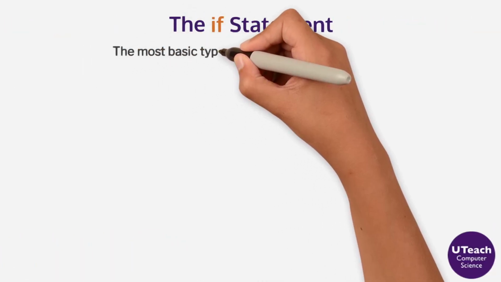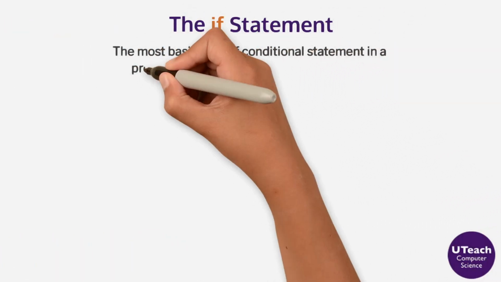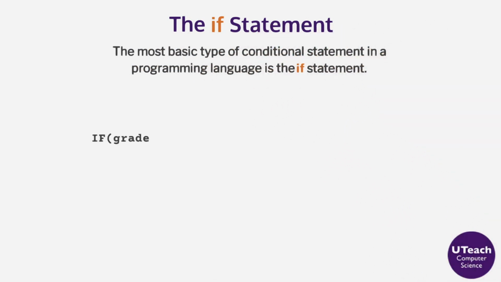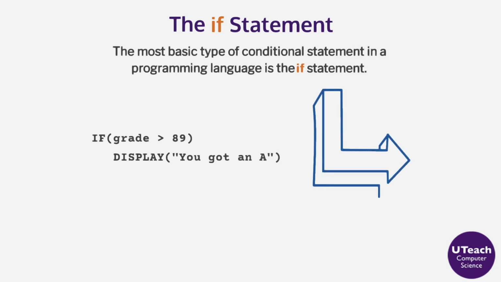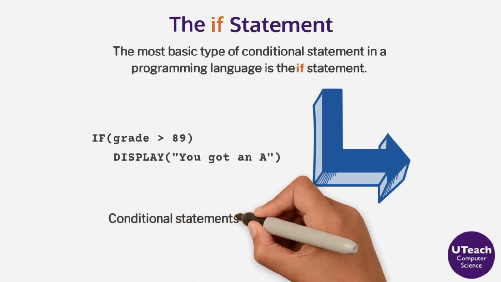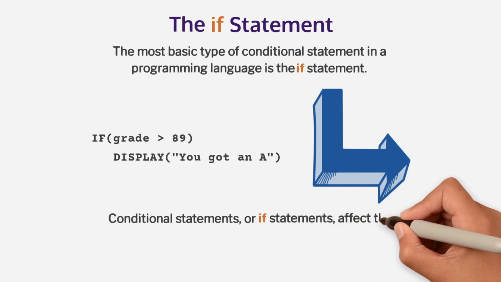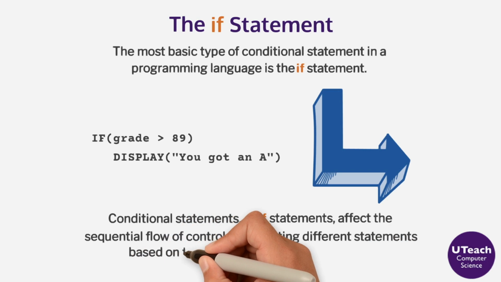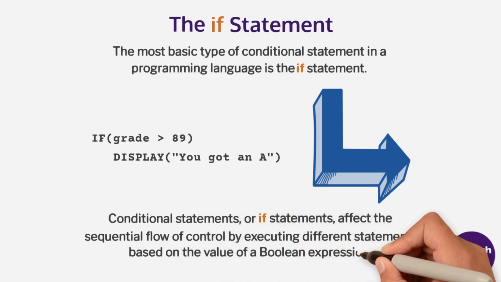The most basic type of conditional statement in a programming language is the if statement. Much as the word if works in English, the statements inside the if statement only execute if the conditional statement is true. Conditional statements, or if statements, affect the sequential flow of control by executing different statements based on the value of a Boolean expression.